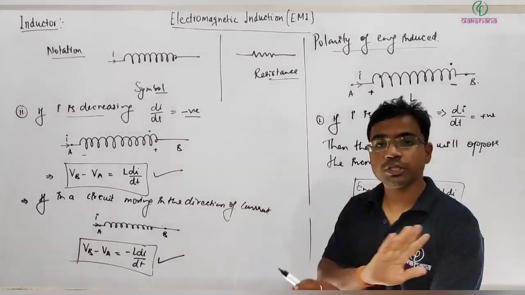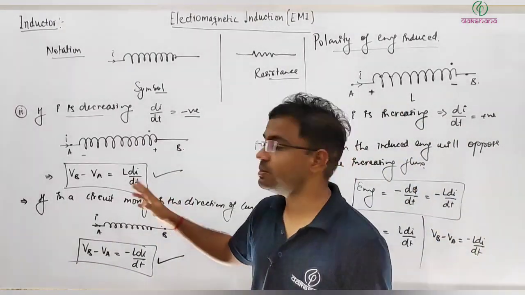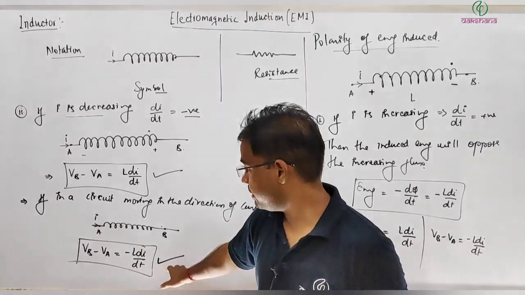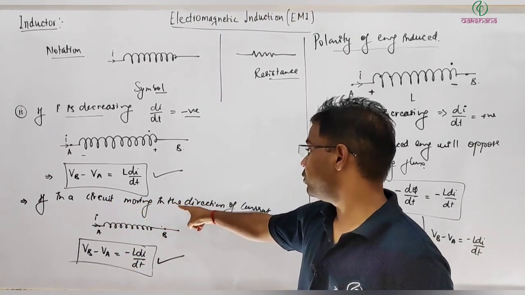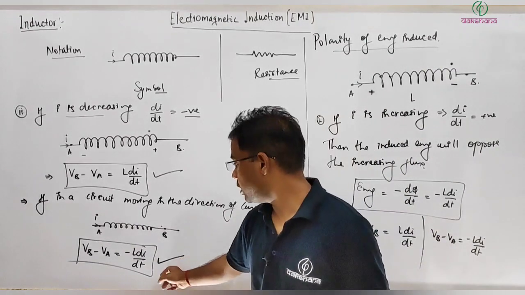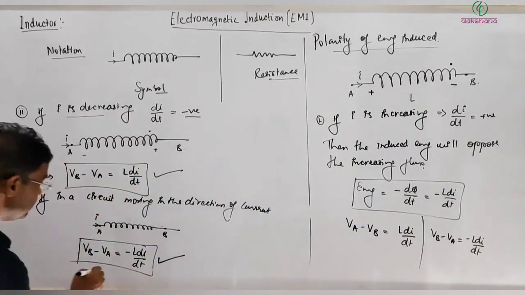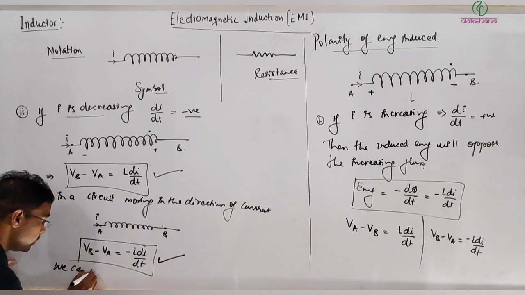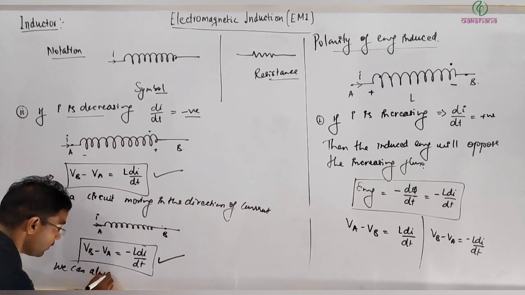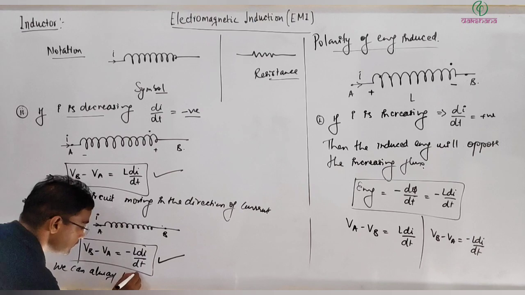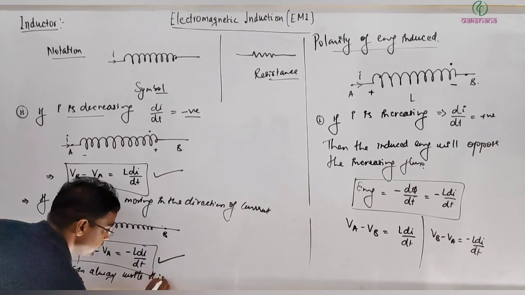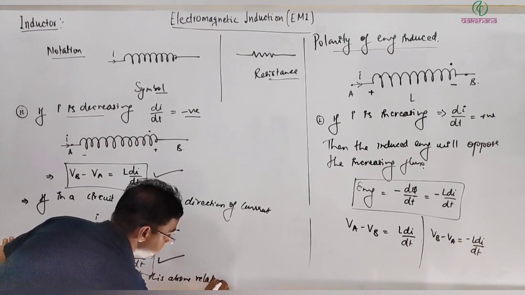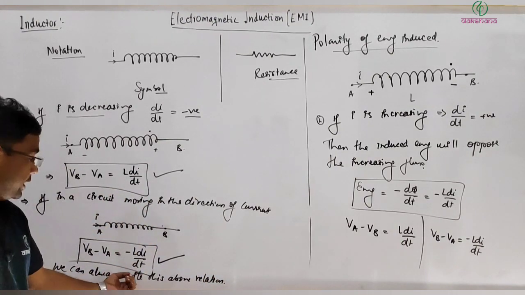But in general terms, you don't have to worry about A minus B or B minus A. You can always write in the direction of current. Remember that in a circuit, moving in the direction of current, we can always write this above relation. This one. So I hope you understand.